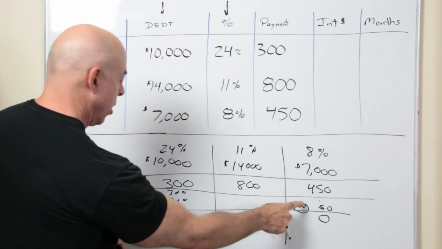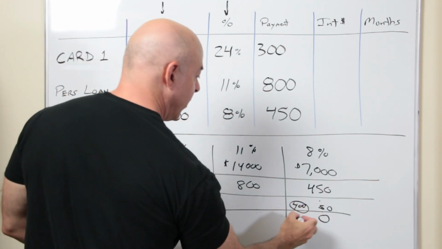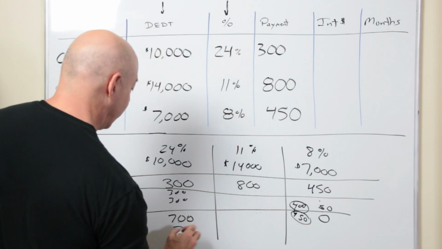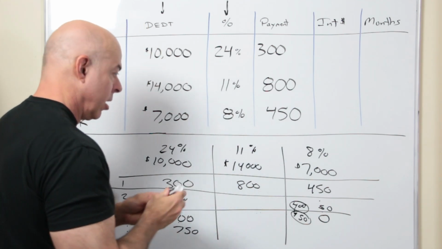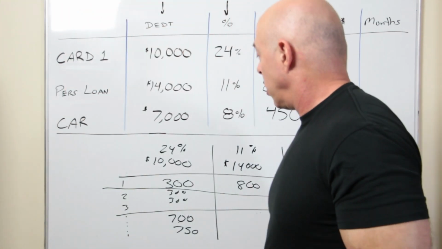It might say, oh, 400 and 300 is 700. And then the next month, oh, you have 450 available here because it's 0. Now it's actually 750. Hopefully you get the idea. Okay. That's the first thing it's going to do.